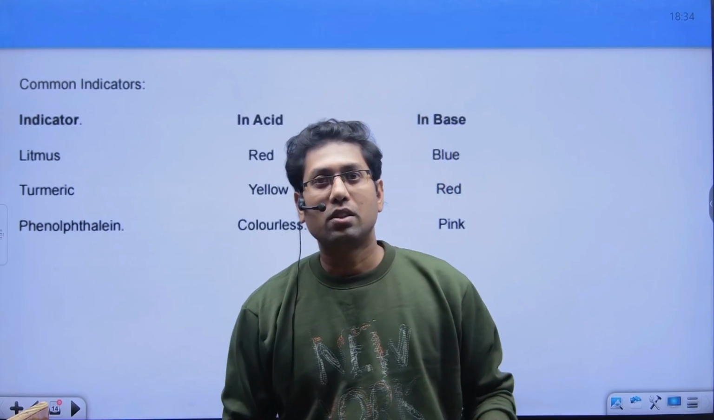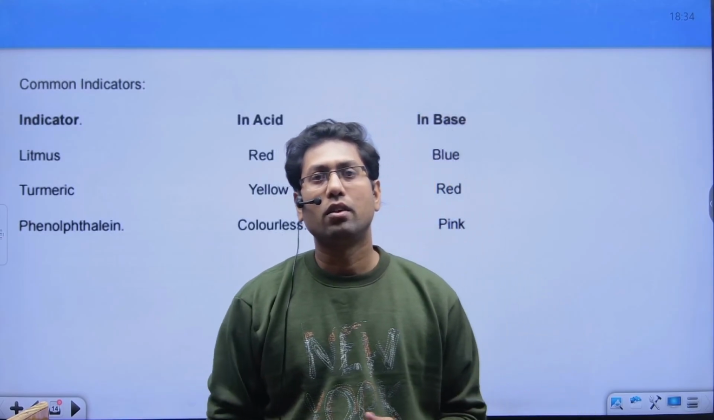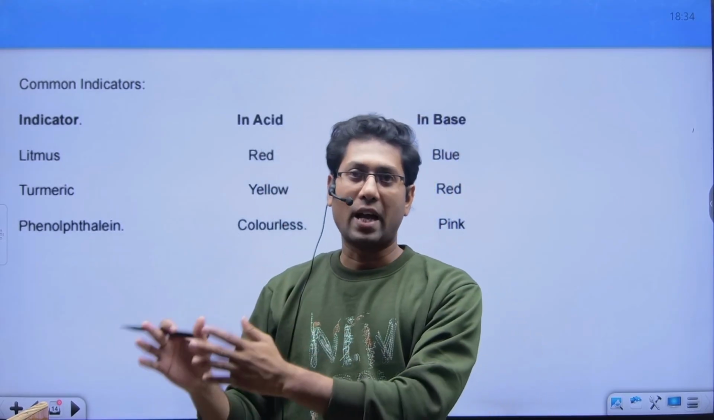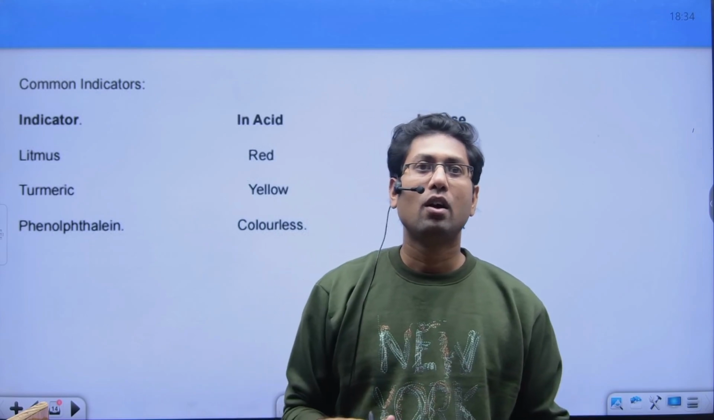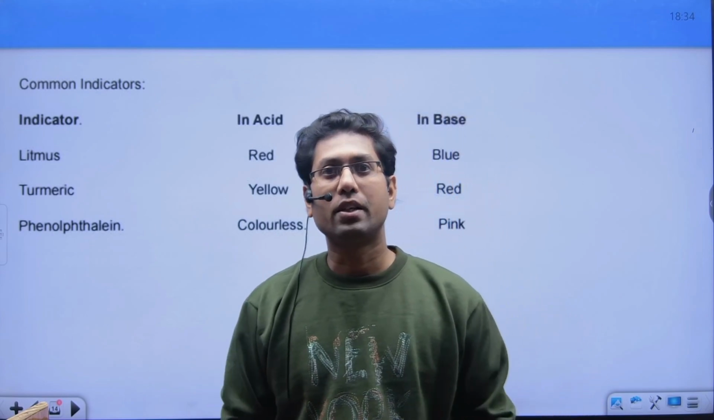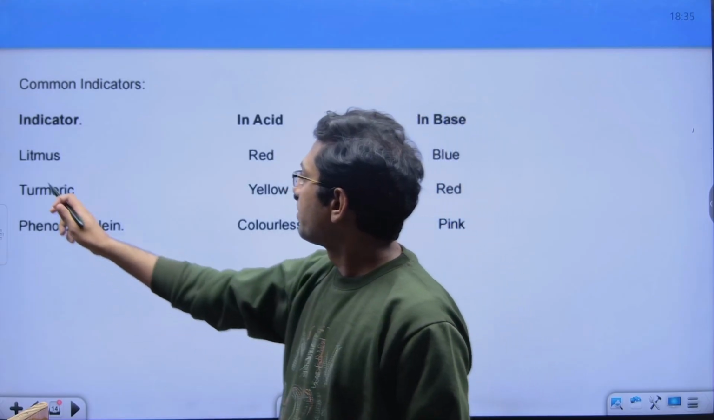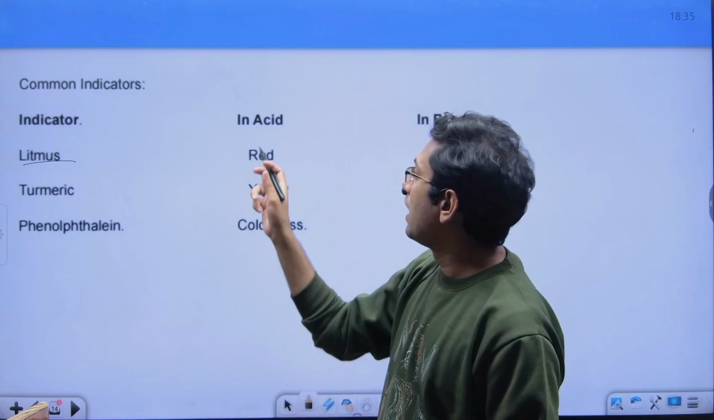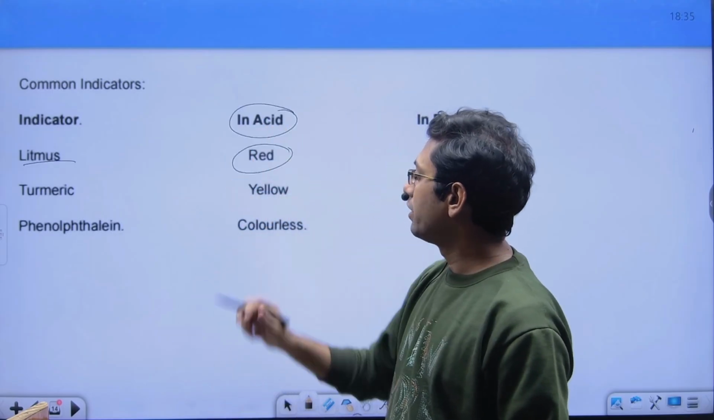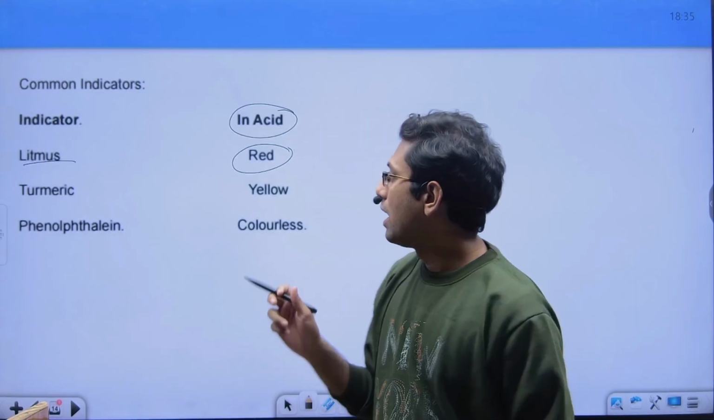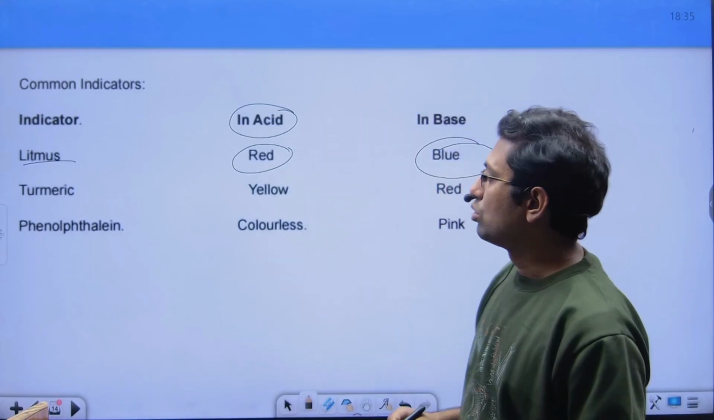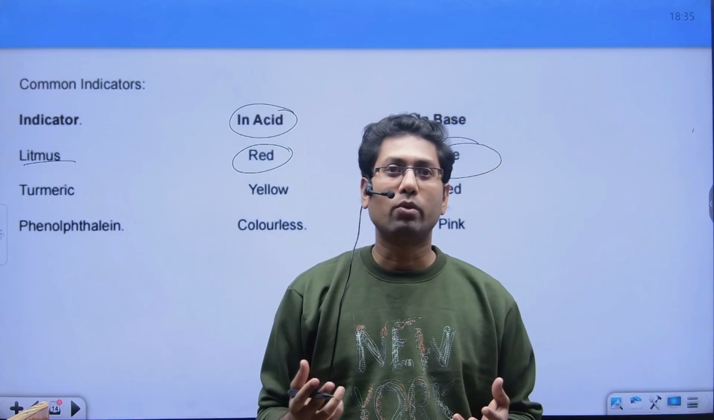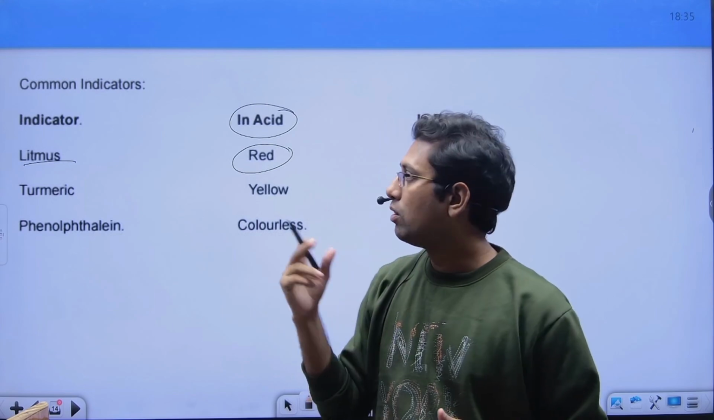So now, friends, let's discuss indicators. What are these indicators? How do we identify whether a particular substance is an acid or a base or a salt? We use indicators. When we test a particular acid with litmus paper, as I have already discussed, in acid it will turn red, and in bases it will turn blue. In this way we can identify whether that particular liquid is an acid or a base.